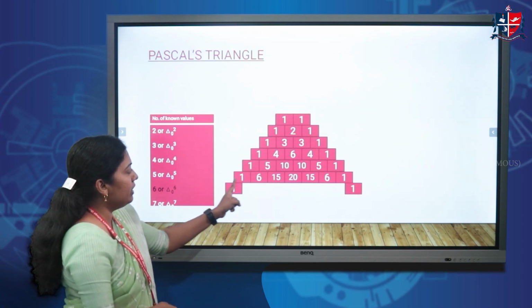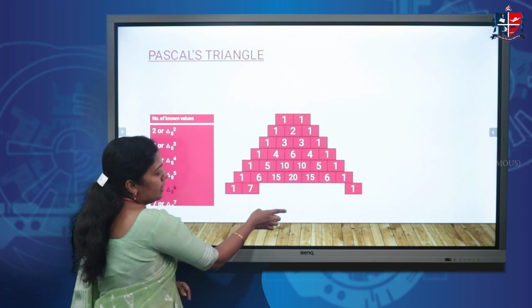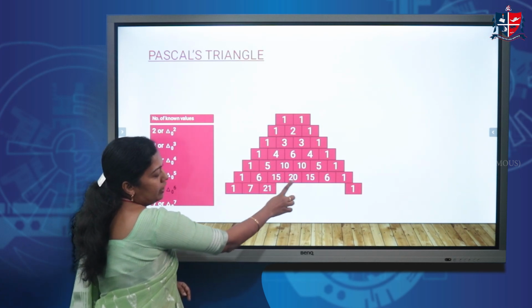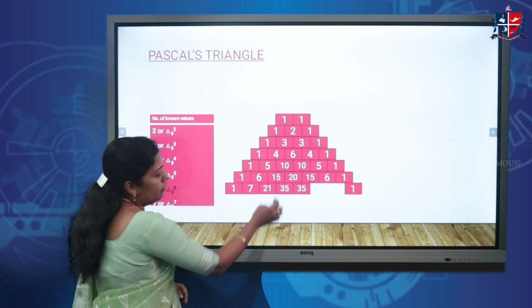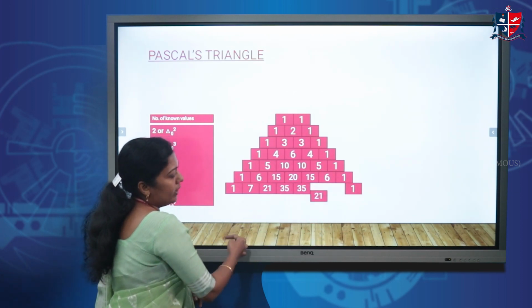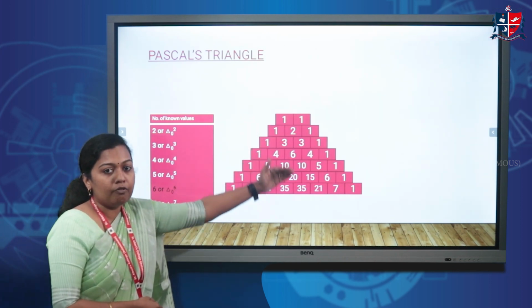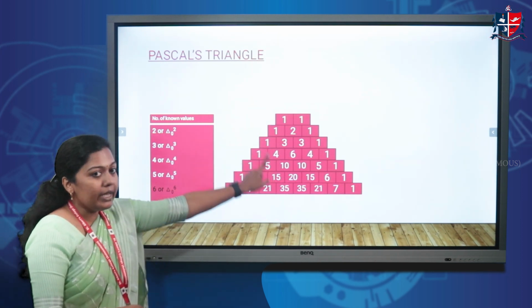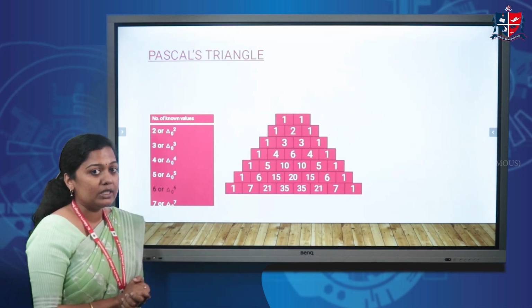Again in the seventh line, taking the sixth line, that is 1 plus 6, 7, 6 plus 15, 21, 15 plus 20, 35, 20 plus 15, 35, 15 plus 6, 21, and 6 plus 1, 7. So in this way we can form the Pascal's triangle. With the help of this Pascal's triangle, we can form the binomial expansion equations easily.